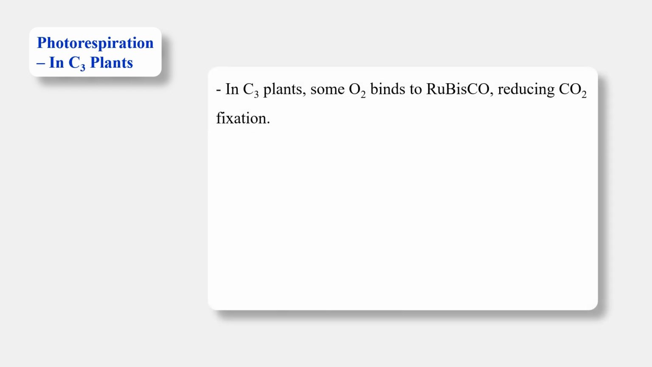In C3 plants, some oxygen can bind to rubisco, reducing carbon dioxide fixation. In C3 plants only mesophyll cells are there. So oxygen can bind in place of carbon dioxide, and the ability of rubisco to bind with carbon dioxide is less.